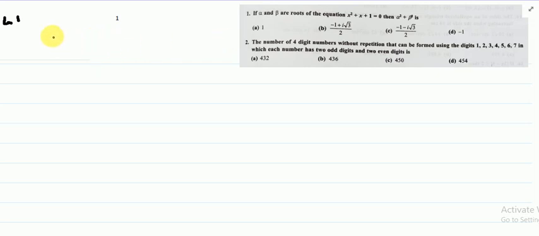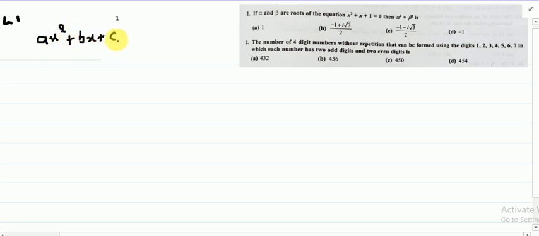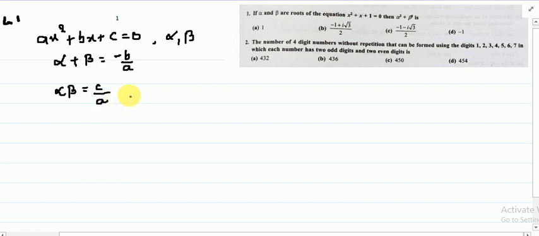So if ax square plus bx plus c is equal to 0 is the given equation, and if alpha and beta are roots of that quadratic equation, then the sum of the roots is alpha plus beta is equal to minus b by a, and the product of the roots alpha into beta is equal to c by a. Now in this given question, x square plus x plus 1 is equal to 0, we have a is equal to 1, b is equal to 1 and c is equal to 1. Therefore alpha plus beta will be minus 1 and alpha into beta will be plus 1.